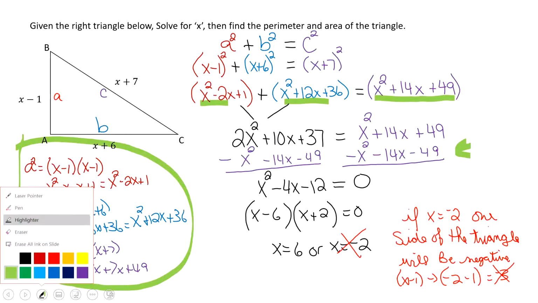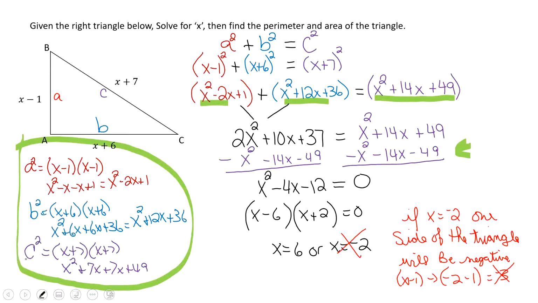So here's the thing with geometry problems like this that we always have to watch out for and make sure we're understanding. Just because my x is negative doesn't mean it's not a good answer. That's not why I crossed it out.